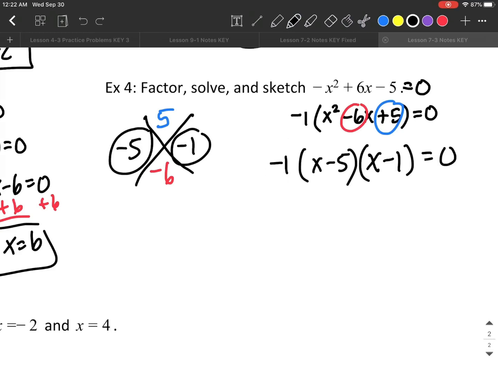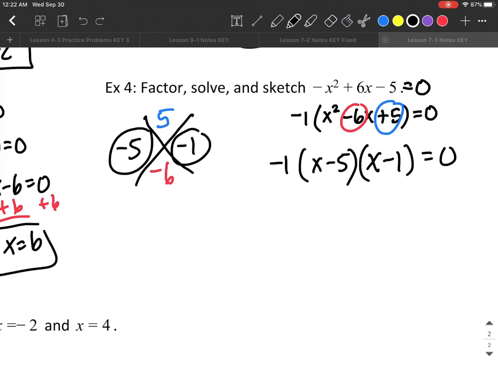I don't care about it. If I were factoring and I didn't have the right-hand side of this, I would care about that negative, but it's not going to affect that either this is equal to 0 or this is equal to 0, because one of the factors has to be 0 for the answer to be 0.